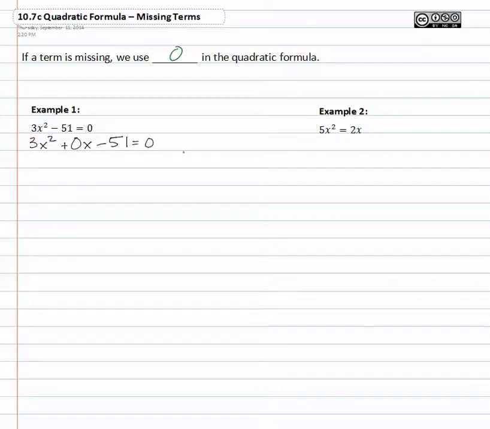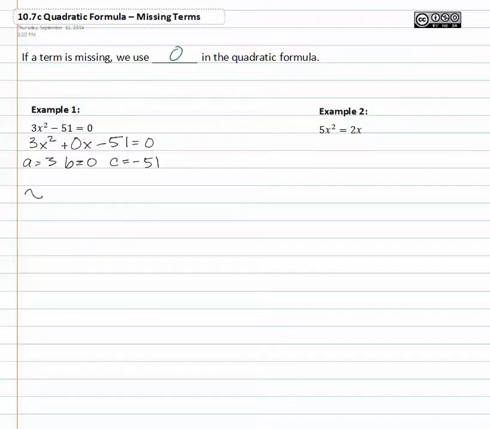Notice this hasn't changed the equation at all. We've just substituted in something equal to 0 as a placeholder so we can continue to use the quadratic formula. A is equal to 3, B is equal to 0, and C is equal to negative 51.